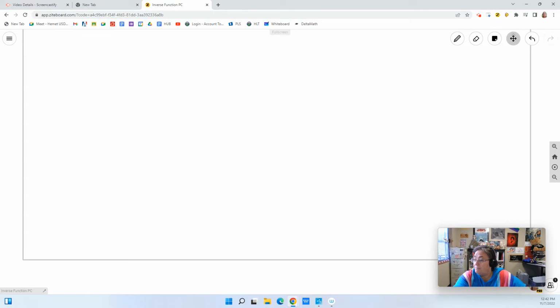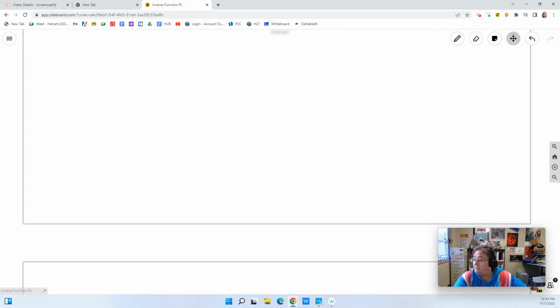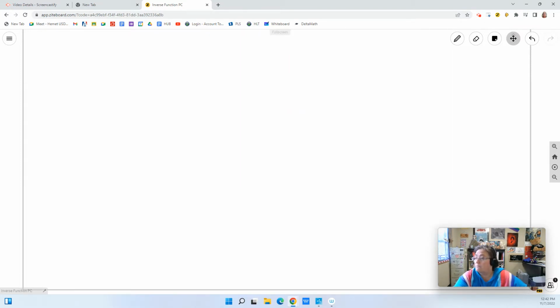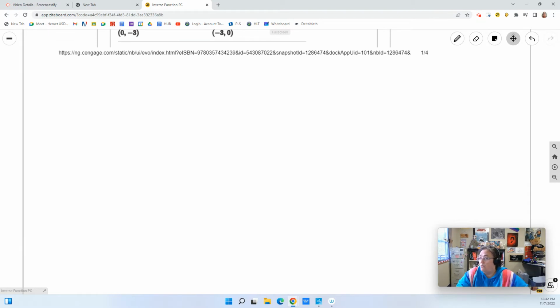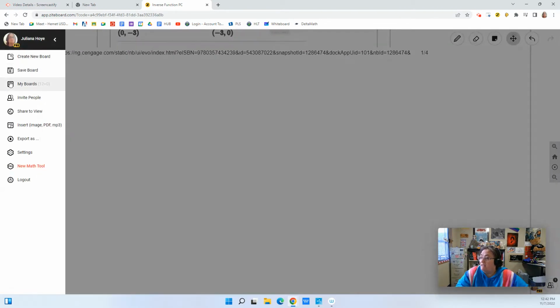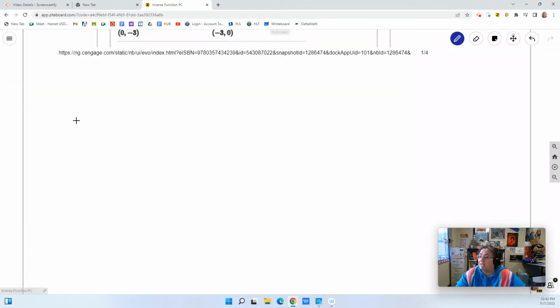But the other thing that I want to talk about, I'm not even going to bring up a page for it. I'm just going to write it out. Remember when we were talking in the beginning about functions, and that functions passed what we called a vertical line test, so that when we graphed, whoops, I cannot write straight today on this thing.